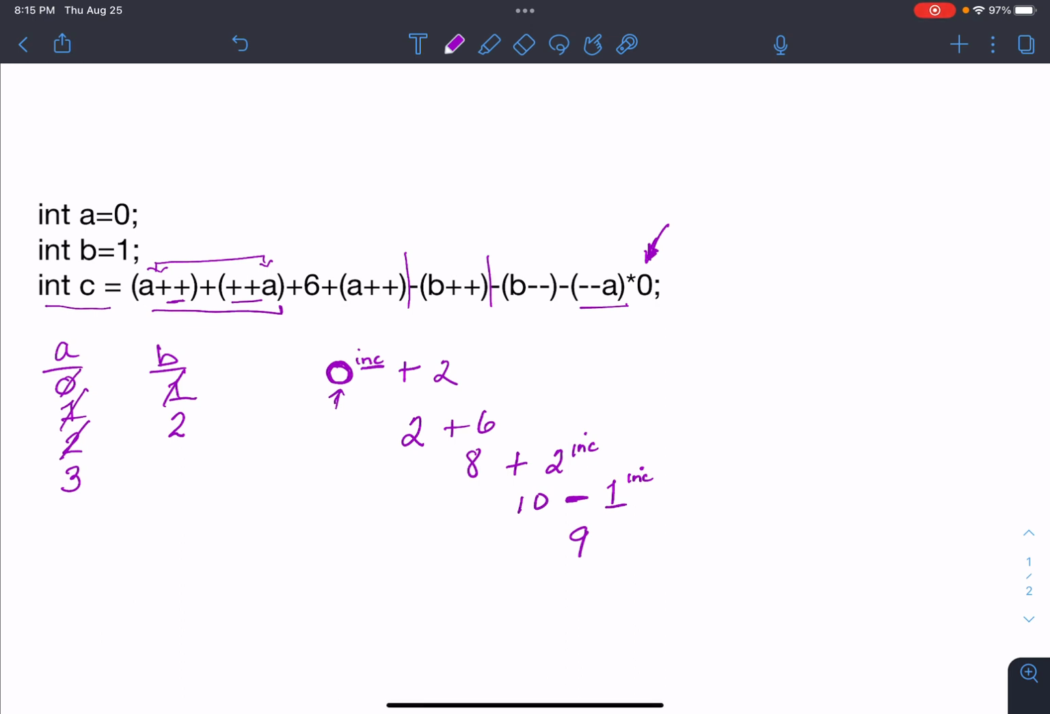Then am I there? That's where I am? Yeah. So then we take away B, which is 2, but it's got a decrement after I do it. So that would be 7, and that's going back to 1. So now I'm to here.